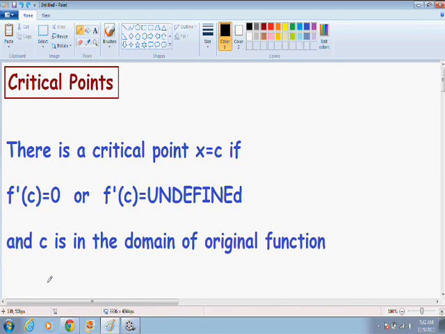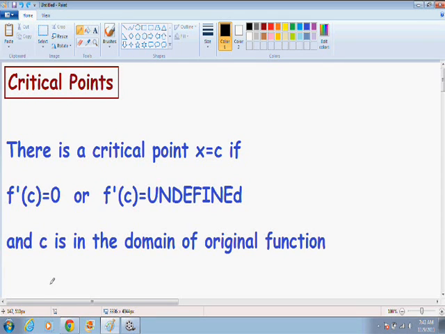Hey everybody, welcome to my video. I'm going to be discussing how to find the critical points of a function. I wrote the definition for you in blue, and it says that there's a critical point at x equals c if the derivative is equal to 0 at that point, or if the derivative is undefined at that point. And also, c must be in the domain of the original function.